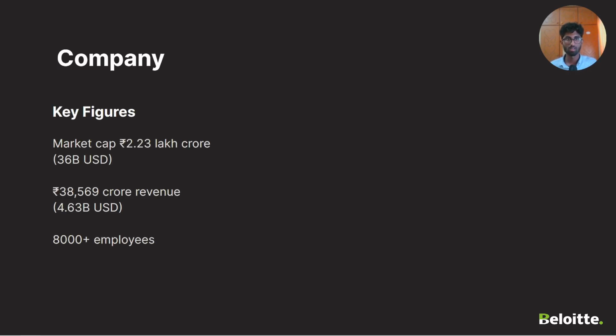company as such. So a few key figures for the company is that they have a very large market cap, they have high revenue and a lot of employees, and they have a very large presence in India, but not the most ideal presence globally. We can see that they only have 14 stores, and that too in GCC only, and also only in the US. But as I will come to in the future aspect, they are expanding to more countries.